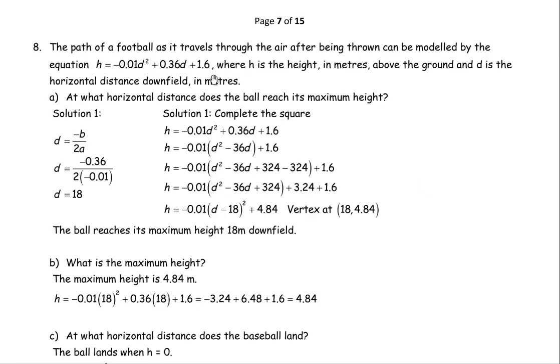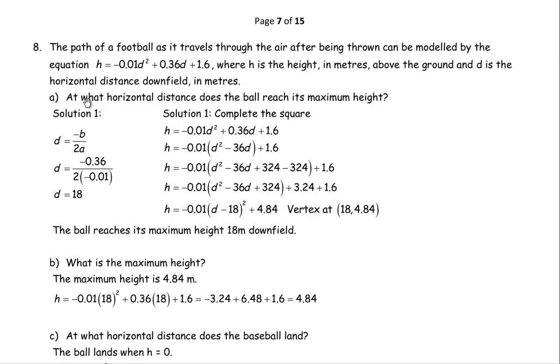Scrolling over to the next page, question number 8. We're given this function here and told that it gives the height of a football that travels through the air after being thrown, where h is the height and d is the horizontal distance it's gone, the distance straight out along the ground from whoever threw it. And they're both measured in meters. And in A here, you're asked at what horizontal distance does the ball reach its maximum?